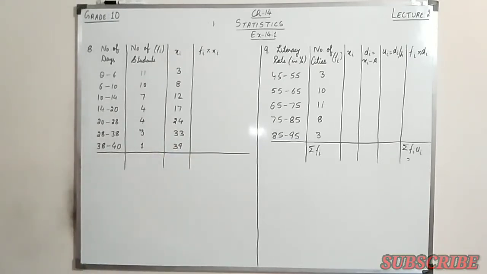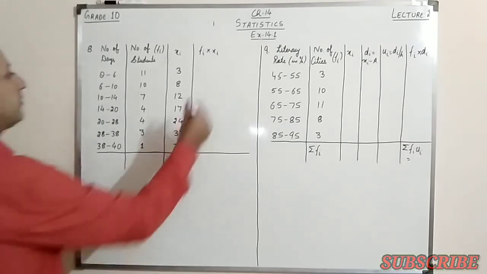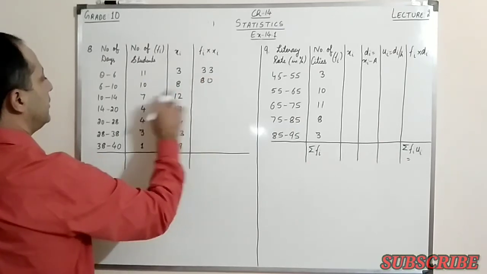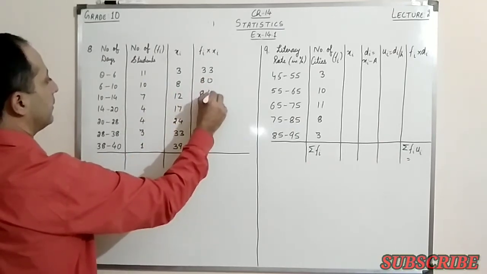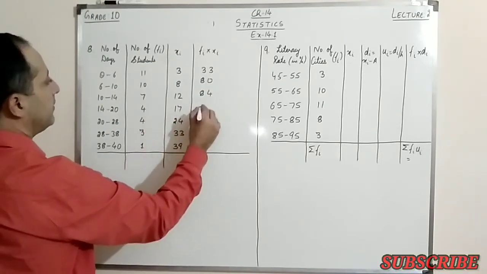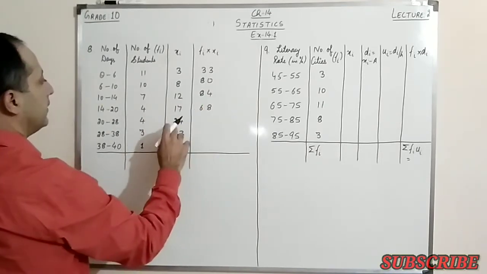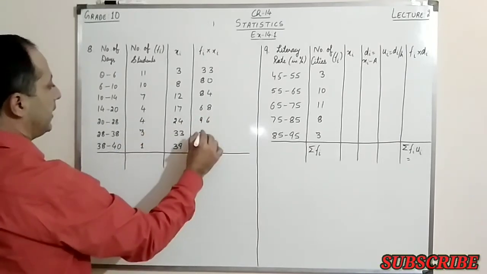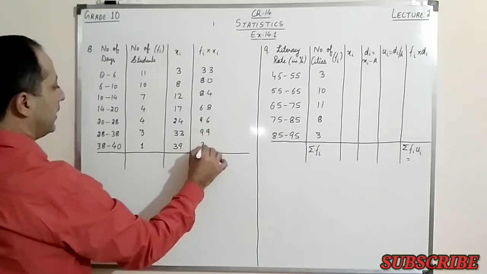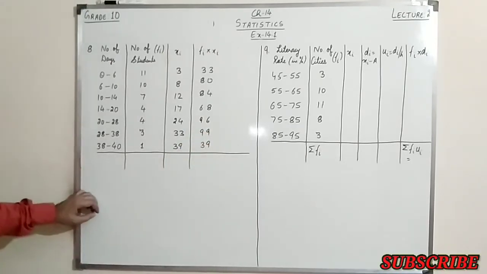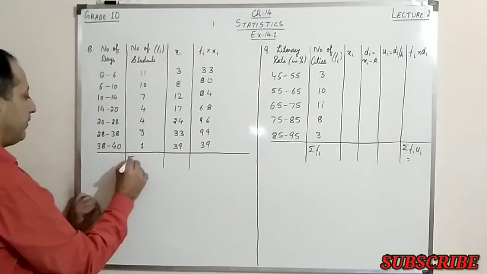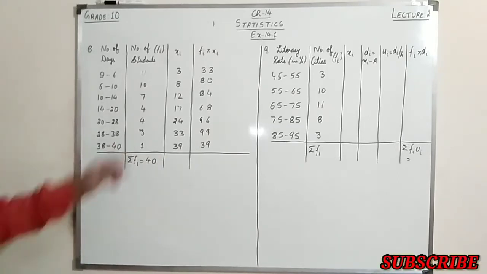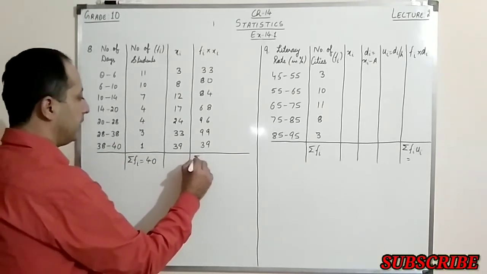So the next column, fi multiplied by xi. So the first one, 33. Then we have 80. 12 into 7 is 84. 17 into 4 will be 68. Then 24 into 4 will be 96. Then we have 99. And finally we have 39. Now here we have summation fi, that is equal to 40, and then we find summation fi xi.